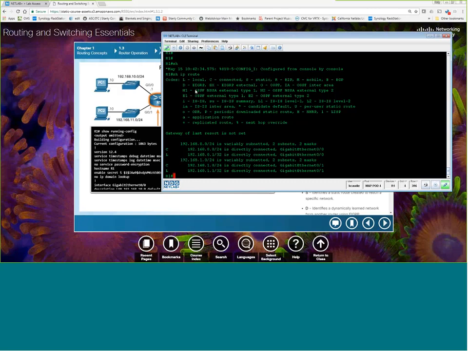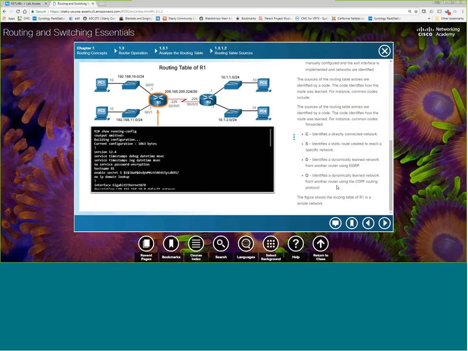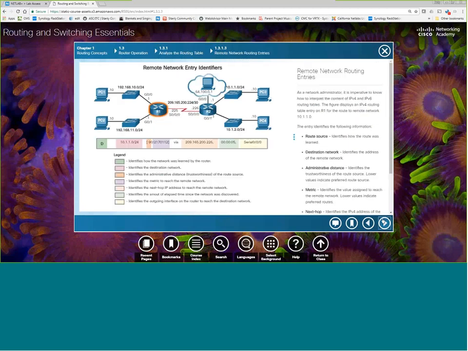By the way, you will learn the reason EIGRP uses D is because D stands for the diffusing update algorithm, or DUAL algorithm, that is used by EIGRP to make routing decisions. So D, OSPF is O, and so on and so forth as you go through it. And you'll learn those as we move forward.